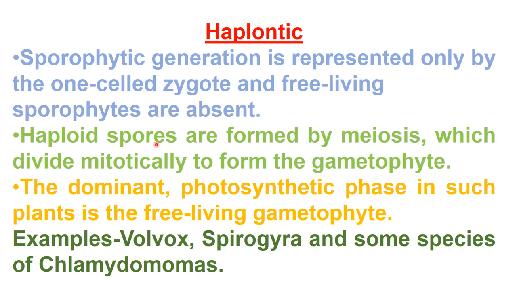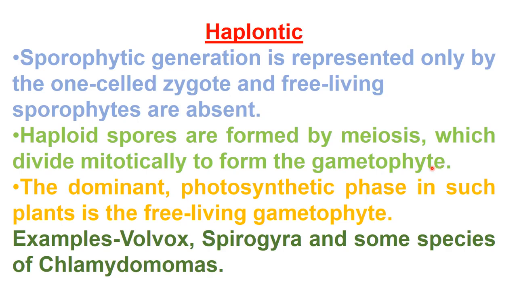Now haploid spores are formed by meiosis. How will the haploid spores be formed? This zygote that has been formed here undergoes meiosis division, because it is representing the sporophyte, and you know the sporophyte produces the spores. So this zygote undergoes meiosis division and produces the spores, which divide mitotically to form the gametophyte. These spores will germinate and form the gametophyte.